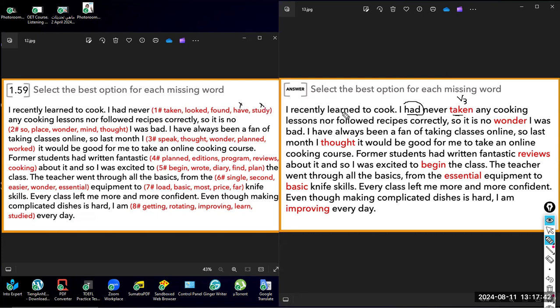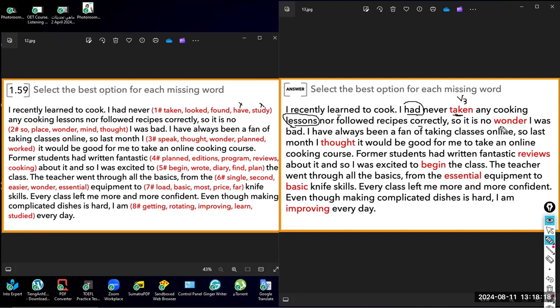So I have to say, I recently learned to cook. I had never taken lessons. And notice that because I'm talking about lessons, the verb with lesson is take. I want to take a lesson, for example. So because again I'm talking about classes or lessons, I have to say take a lesson. So taken lessons. This is why I have to say I had never taken any cooking lessons, nor followed recipes correctly.